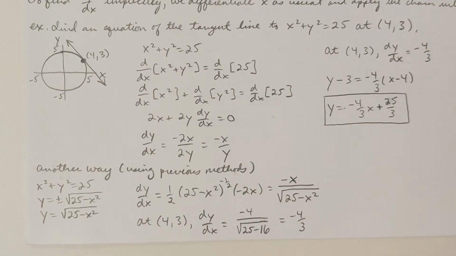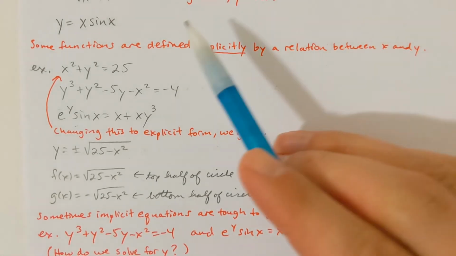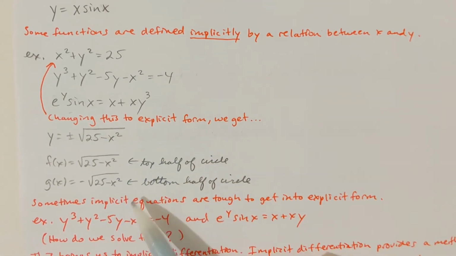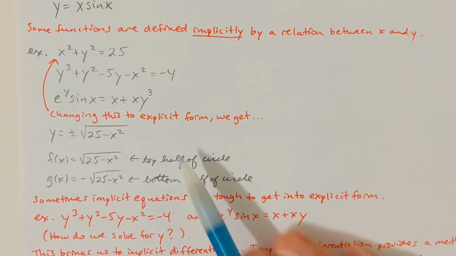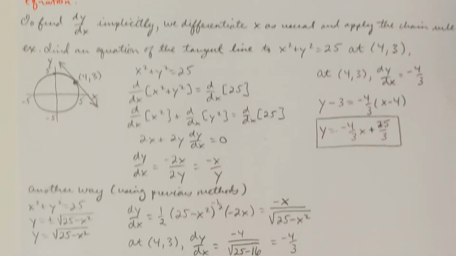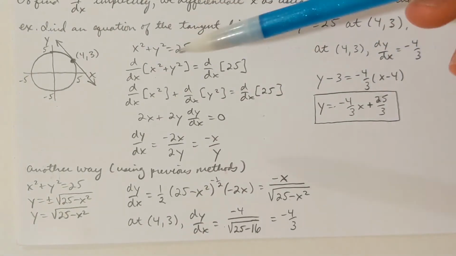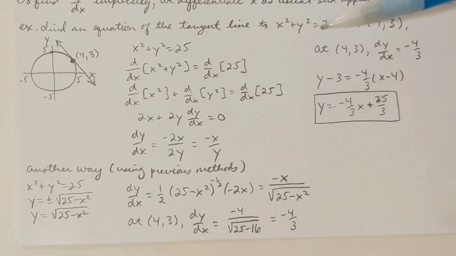Now sometimes you'll be able to get an equation that was in implicit form into explicit form, and sometimes not. Sometimes it's going to be very tough or impossible. So the idea in a problem like this is to make sure that you're fine with implicit differentiation.